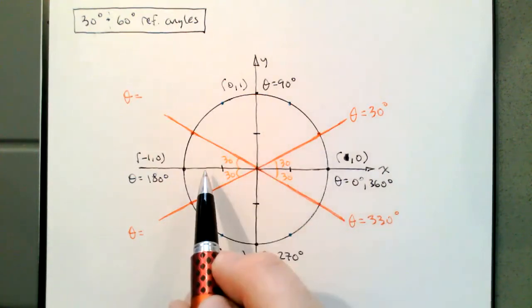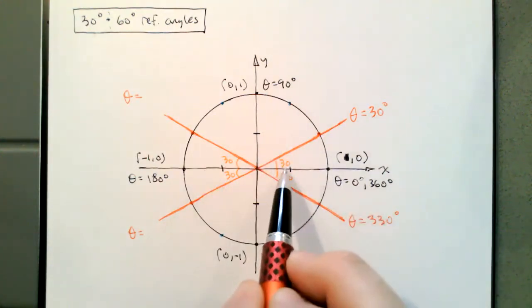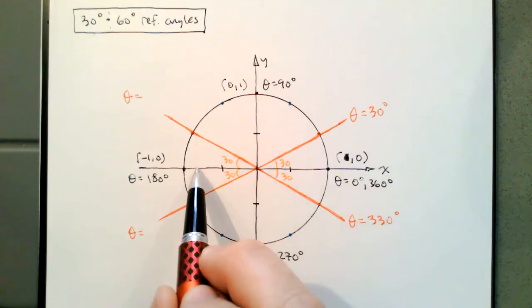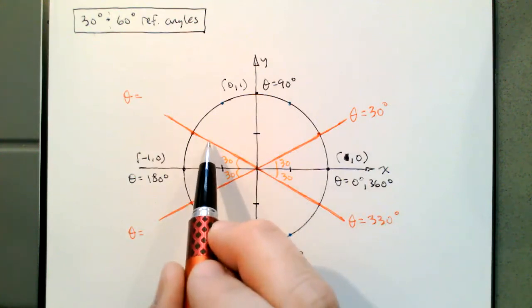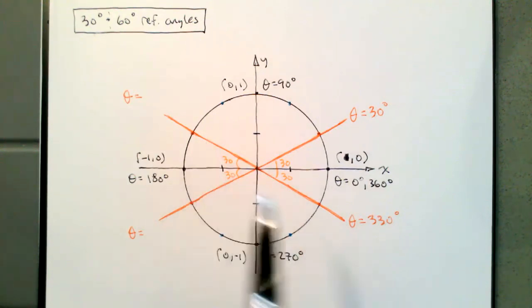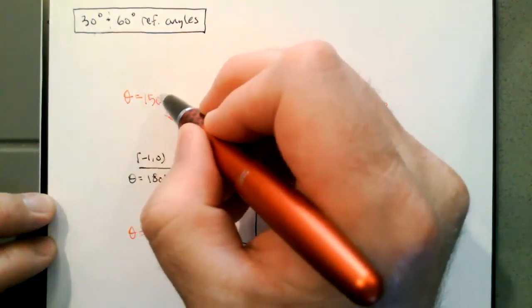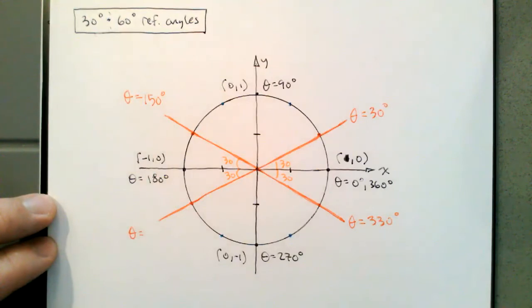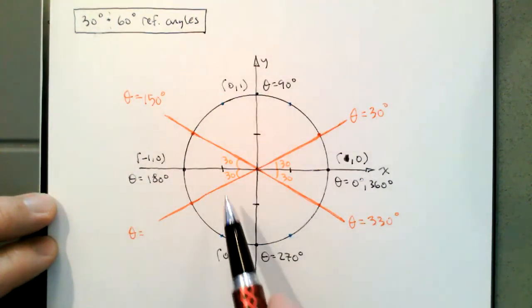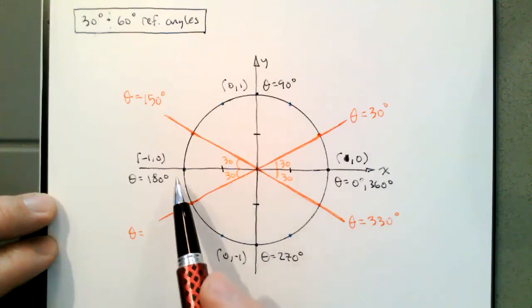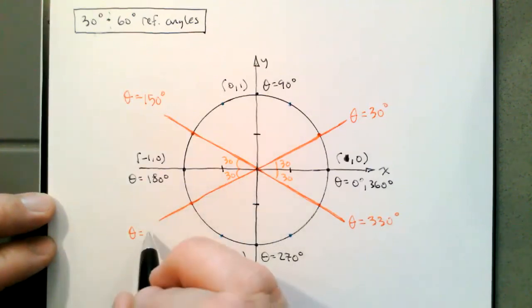Going over to quadrants 2 and 3, if we go 180, we'll be at the negative x-axis. And then if we go backwards 30 degrees, we'll do 180 minus 30. So 150 degrees corresponds to a 30-degree reference angle in quadrant 2. And a 30-degree reference angle in quadrant 3 will be 180 plus 30, so 210 degrees.